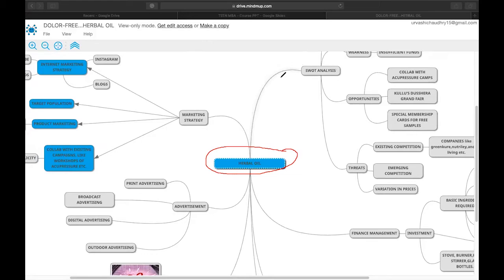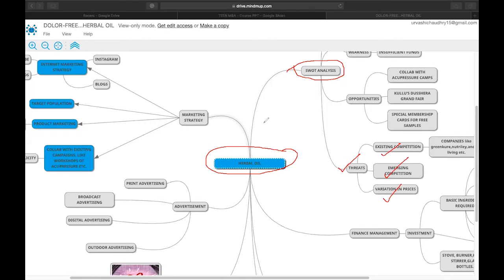The first node takes me to SWOT analysis. As stated before in the last session, SWOT analysis stands for strengths, weaknesses, opportunities, and threats. You need to identify all the strengths, weaknesses, opportunities, and threats for your business. Herein, when we are talking about this hair oil, the person feels that the threats include existing competitors, emerging competition, variation in pricing. Because this is a herbal hair oil, this person might have thought of adding some Ayurvedic elements to it, etc.